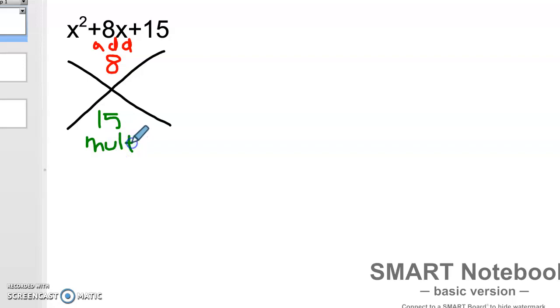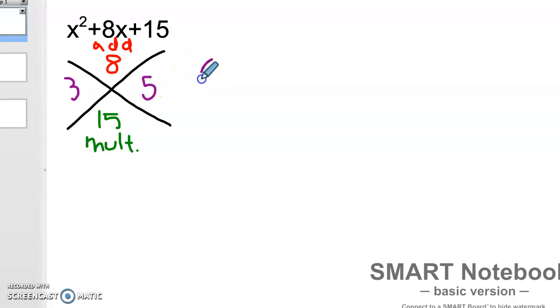The easiest thing that I have come up with on how to figure out what those numbers are is I just start listing factors of 15. So the first thing I know is 1 times 15 equals 15. However, 1 plus 15 doesn't equal 8. So I know those don't work for this example. Then I'm going to move on to another factor, 3. 3 times 5 equals 15. And I also notice 3 plus 5 equals 8. So those are the solutions that I want to fill in for like the arms of this X-man drawing. And those are the two numbers I'm going to use to create binomials.